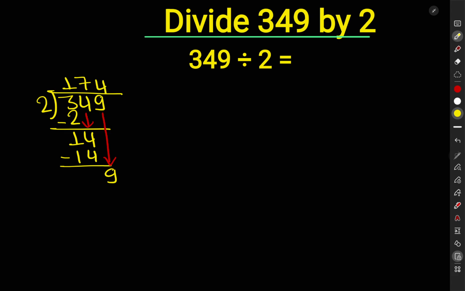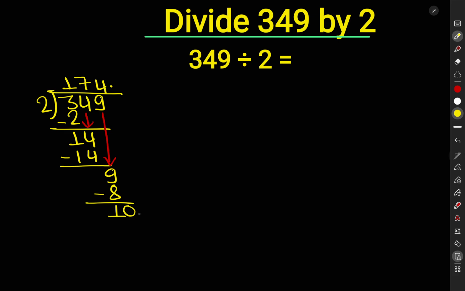So 2 times 4 means 8. On subtracting we get 1. So now this 1 is less than 2, and there is no other number beside. So we put here a decimal so that we take 0.